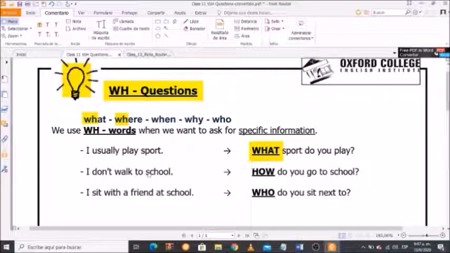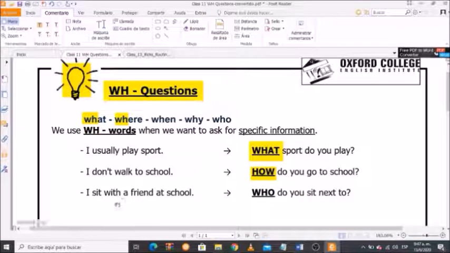Then we have, I don't walk to school. Okay, how do you go to school? Y presten atención, que nosotros la clase pasada habíamos estado trabajando con las preguntas. En una WH question, la WH word se va a posicionar al principio de nuestra pregunta. How do you go to school? What sports do you play? Okay?